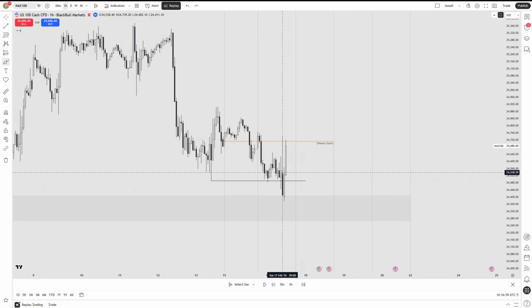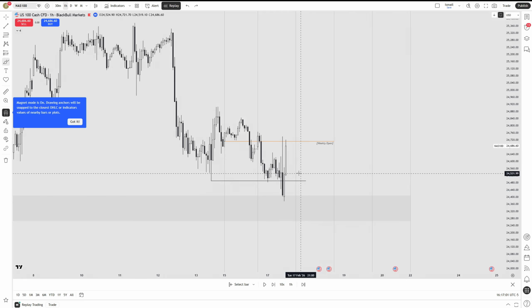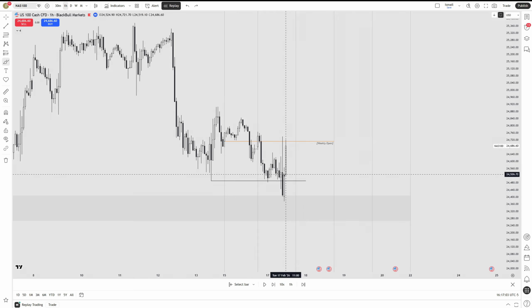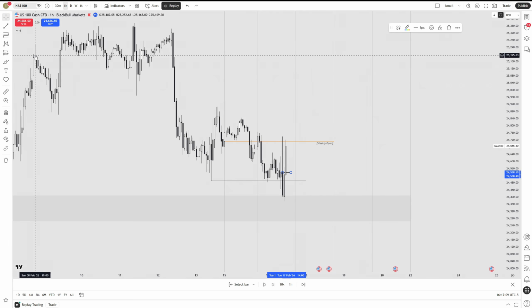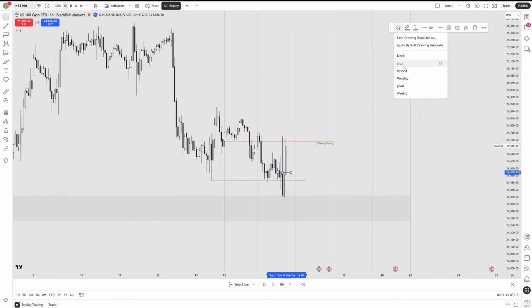And then what happens? We now close above down close candles, right? This whole series here, or this one in specific. Now that is your change in state of delivery. And that is the first sign of a reversal in the market. So if we just mark that out.